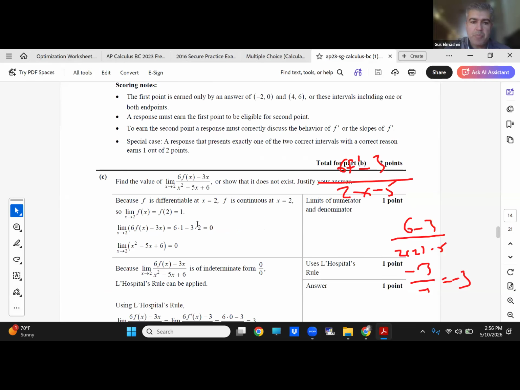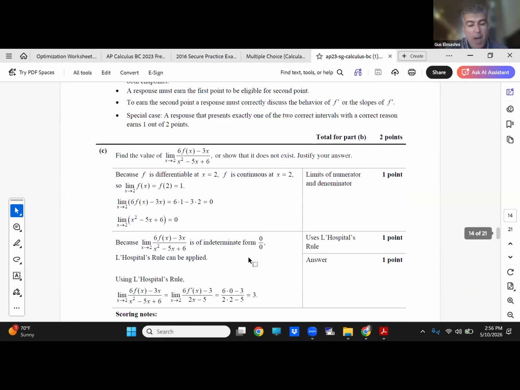Well, I definitely did my limits correctly, so at least showing that 0 over 0, I've got the point for sure. I definitely did L'Hôpital's correctly. I wrote it down correctly, so I definitely got the point there. I would not have gotten the point for the answer though. I would have gotten 2 out of 3. So I made a careless mistake. That happens, so just be mindful about that. I read that wrong, obviously. All right, let's keep going.